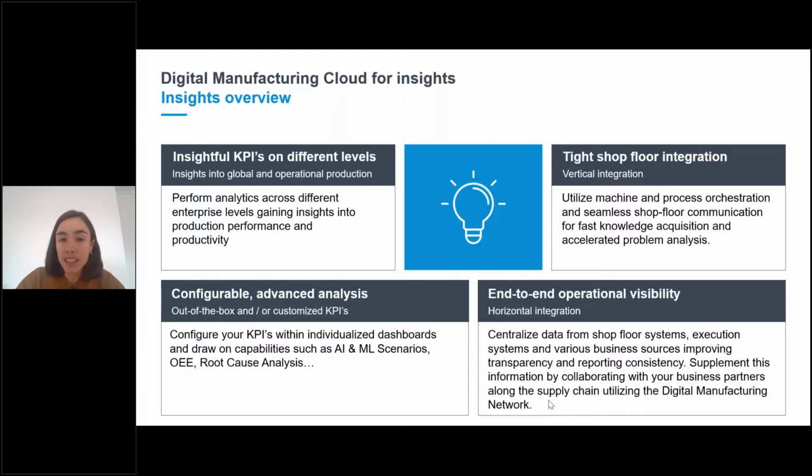So SAP is tackling these challenges with the DMCi, which helps to generate insights from manufacturing data and in general combines the following 4 main capabilities that we can see here on the screen. So starting at the top left, we talk about insightful KPIs on different levels. As different information is needed for different levels within a company, DMCi includes this functionality to represent the entire hierarchy of a company. This allows various analyses to be carried out on multiple levels, going from an enterprise level all the way down to the individual resource or work center.